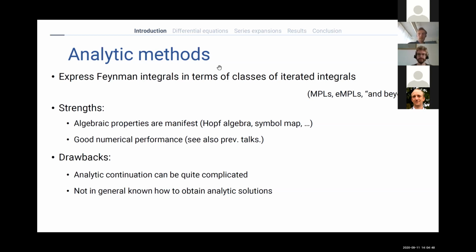So especially in the case where you have polylogarithmic solutions, the performance can really be very good, and you can sometimes obtain hundreds of digits. But a drawback of analytic methods is that the analytic continuation can be quite complicated, and in general, it's not known how to obtain analytic solutions. It's mainly the last one which is the main problem: there are many integrals that we just don't know how to compute fully analytically yet in terms of some class of iterated integrals.